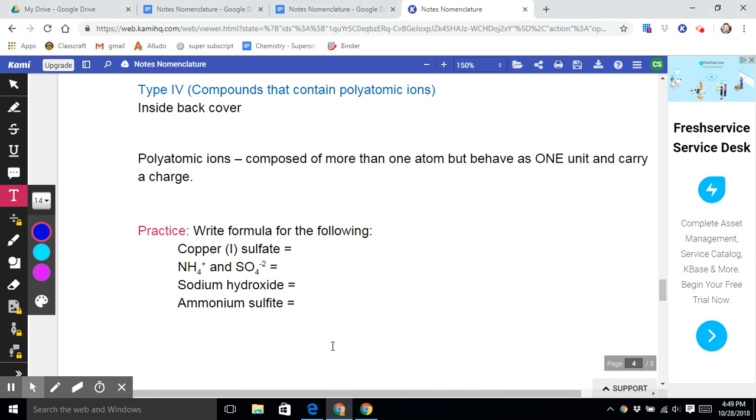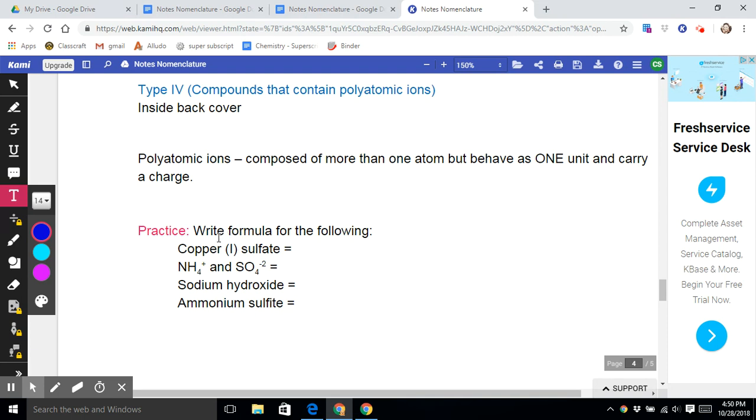Type 4 compound contains polyatomics. If you're using our Zoom Docs book, they are in the inside back cover of your textbook. You should have already memorized them, and you also have to know them really well. Polyatomic is defined as composed of more than one atom, but behaving as one single unit and carrying a charge. So even though it has more than one different element, we're still going to consider them as one single thing.